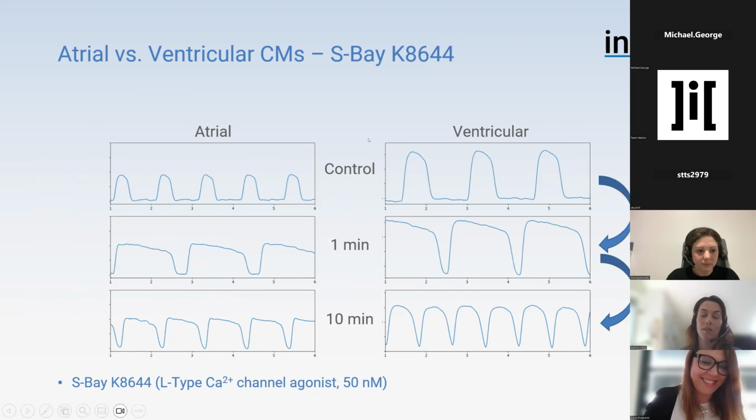Another compound tested was SBA, on ventricular and atrial cells, where we had the control condition here. What we can see very significantly, just 1 minute after applying the compound, which is an L-type calcium channel agonist, is a strong increase in the duration for both cell types. And what is then very interesting to see is that after 10 minutes, we have a very physiological effect of SBA on ventricular cells, where we see an increase in beat rate. So all in all, this was a nice project to show the differences of the subtypes of ventricular and atrial cardiomyocytes using contractile property analysis.